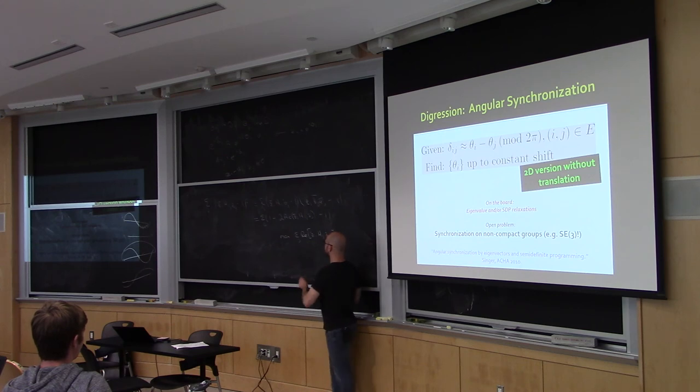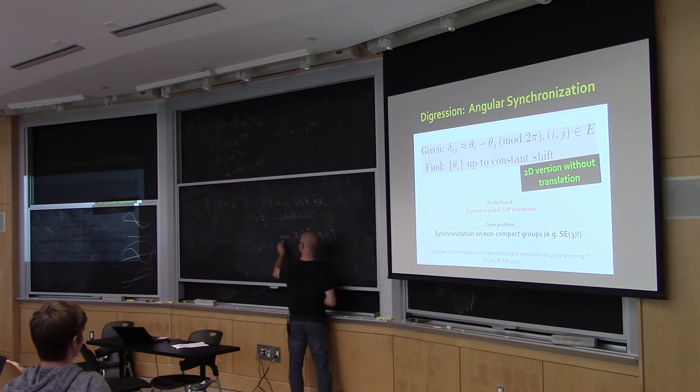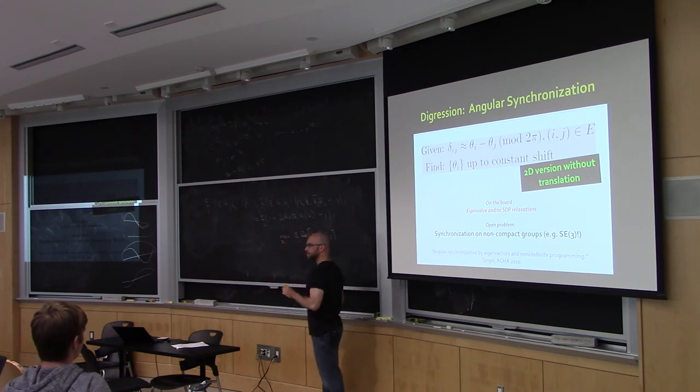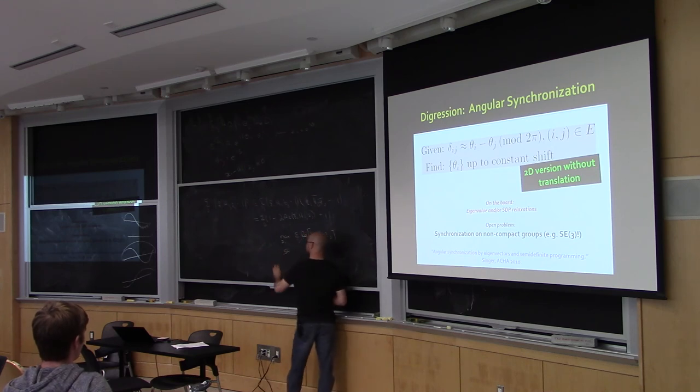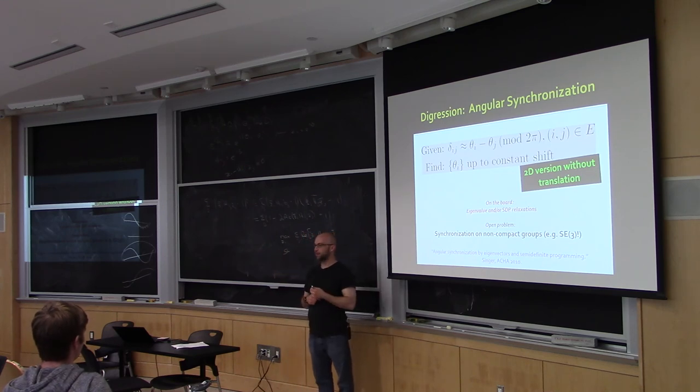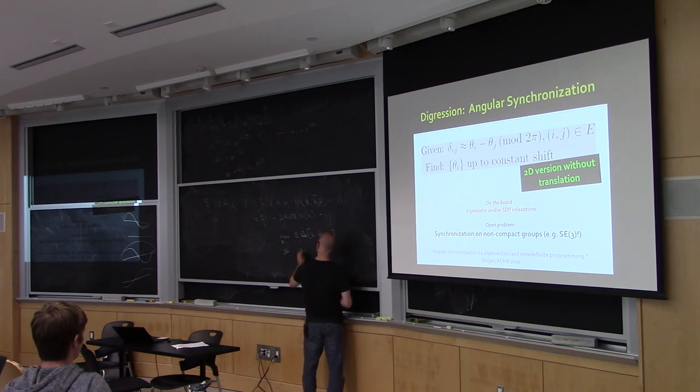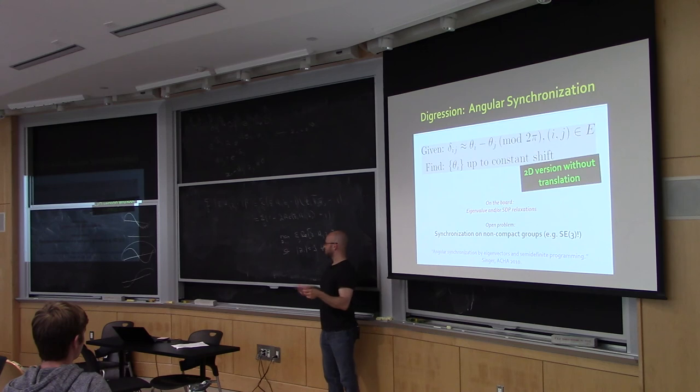Okay, and so this is an optimization problem over all the zi's, right? What constraints do I have on my problem? Does any zi work? No. Yeah, the norm of zi. What is the norm of zi? 1, for all i. This is a complicated way of encoding an angle.